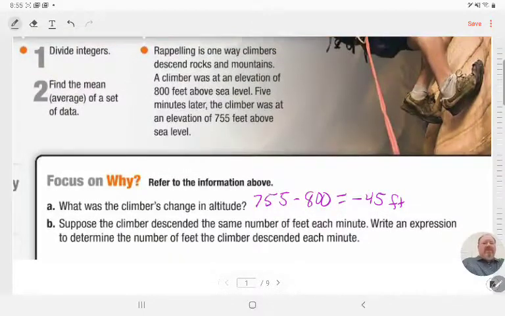And then the question says, suppose the climber descends the same number of feet each minute. Write an expression to determine the number of feet the climber descended each minute. Well, we know we went 5 minutes, so we could say negative 45 divided by 5, and that's going to get me negative 9. So he did 9 feet every minute. Okay?